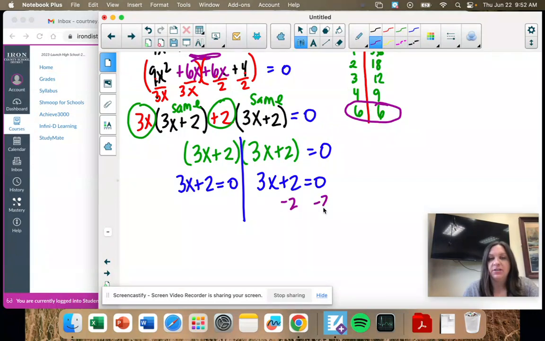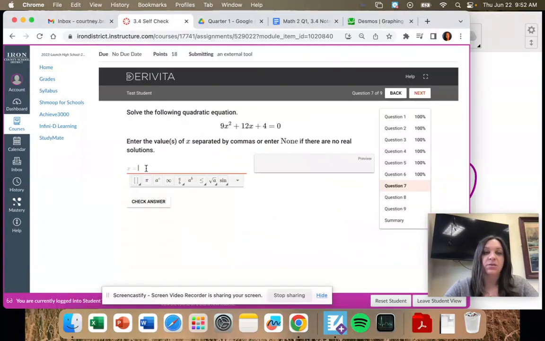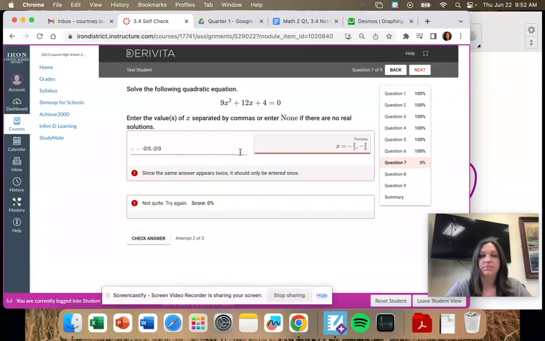So minus 2, divide by 3, x equals negative 2/3 twice, because we're going to get the same thing over here. And that's our answer. So negative 2/3, comma, negative 2/3.